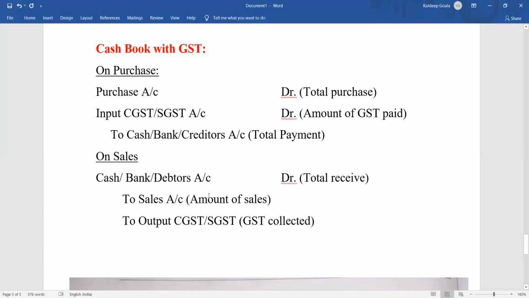Cash account debit, cash debit side, what will you write? To sales account, what is the sales value? To output CGST, to output SGST.